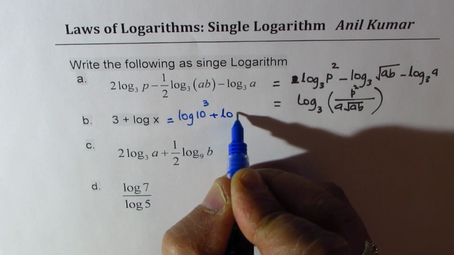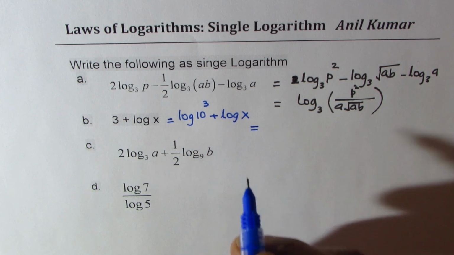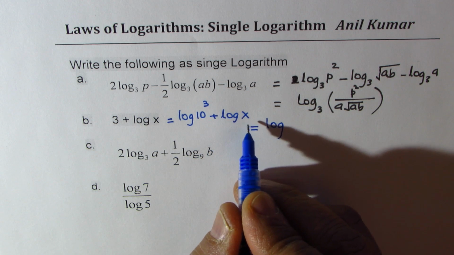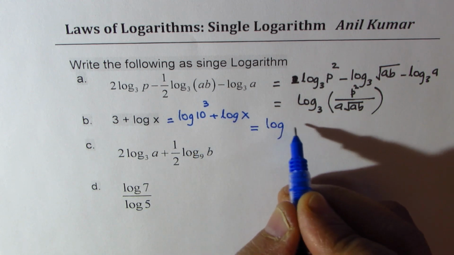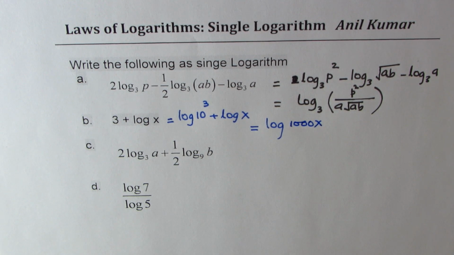Plus log of x, and now it is simple. We could clearly write this as log to the base 10, of course, and we can always multiply these two, so we get 1000x. Is that clear? So that is how you could do part B, but it is tricky. Now C and D. I hope you have got them right, but you can always check with my result.